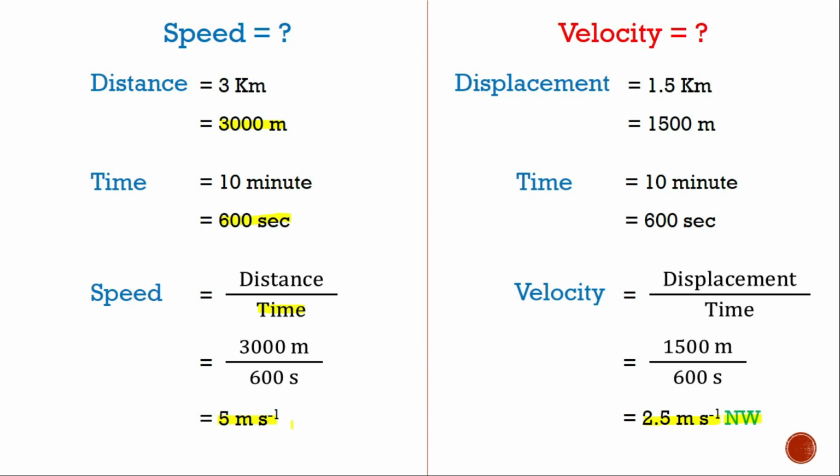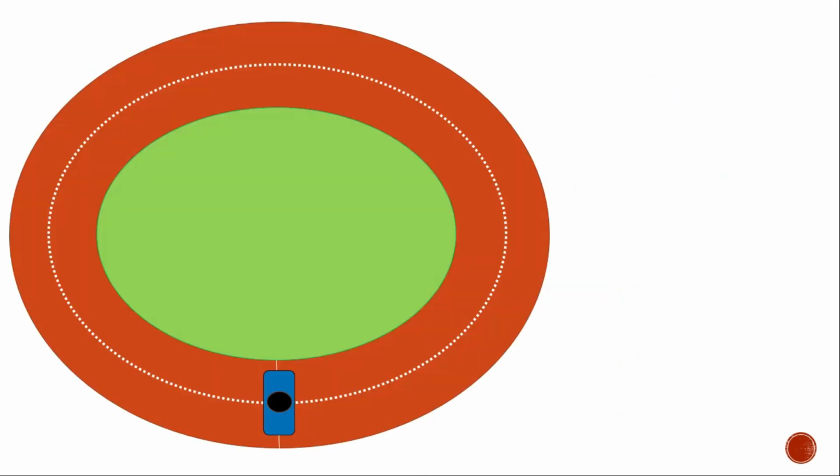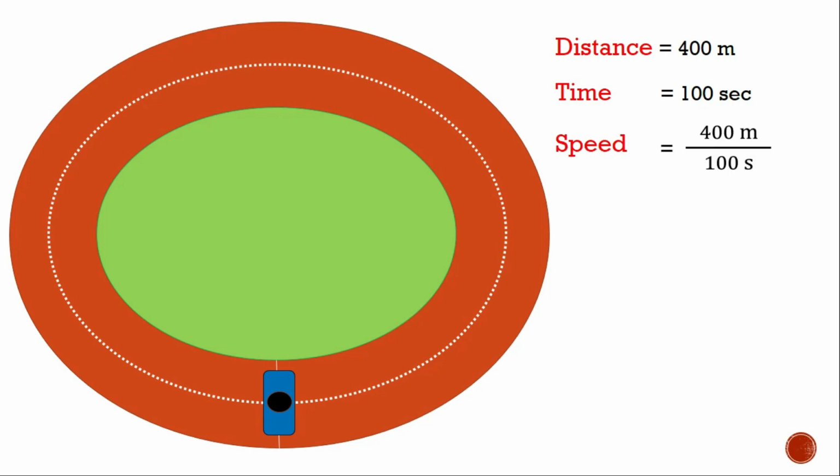Do you know there can even be cases in which our displacement and velocity is zero? Let's check an example for that. Suppose you're running in this track which has a distance of say 400 meters and you completed your race in 100 seconds. So your speed in this case will be 400 meters, which is the total distance covered by you while running, divided by 100 seconds, which is the time taken to complete the race, which gives your speed to be 4 meter per second.